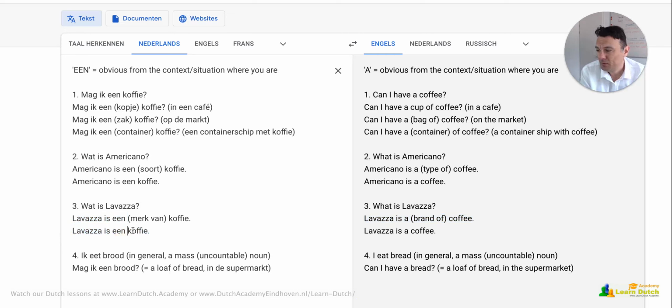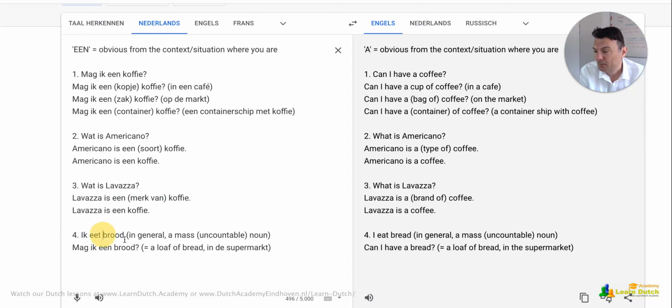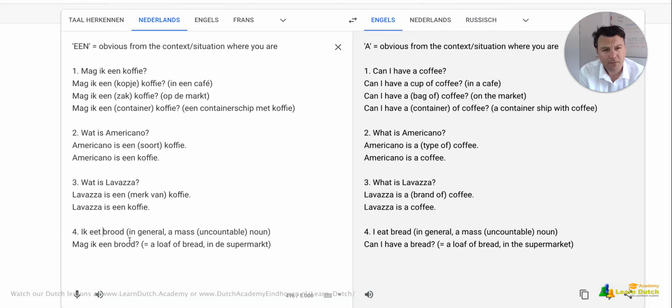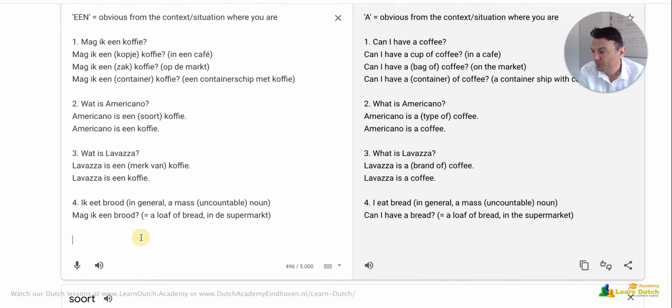Another example. Ik eet brood. You see, we don't have an article there. It is an invisible een. What does it mean? Brood is what we call a mass noun. It's uncountable. It's a mass kind of thing. It means I eat bread in general. Mag ik een brood? In this case, you are in the supermarket and you're asking about a loaf of bread.